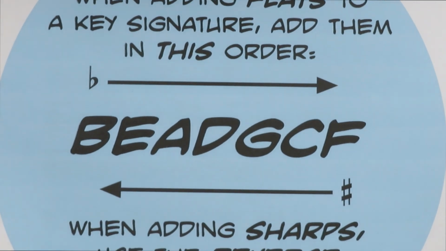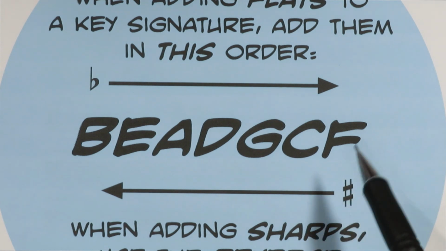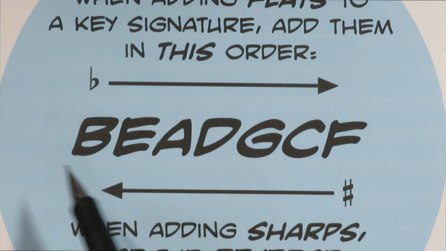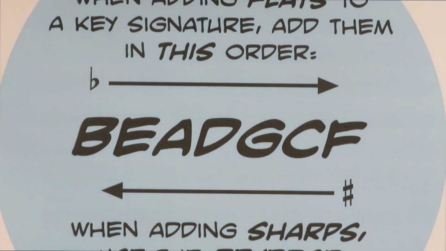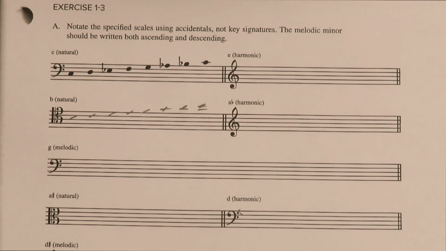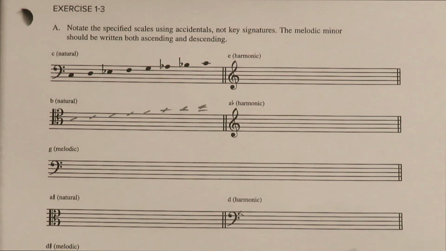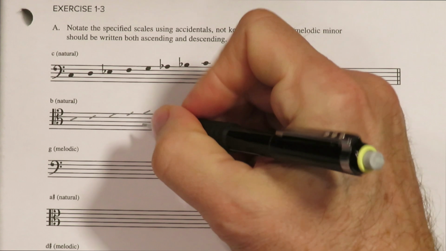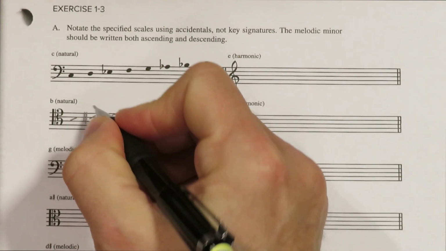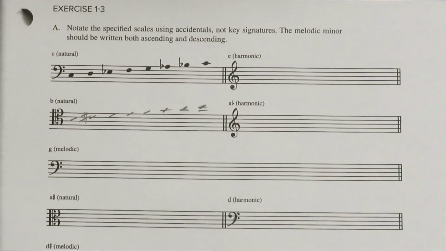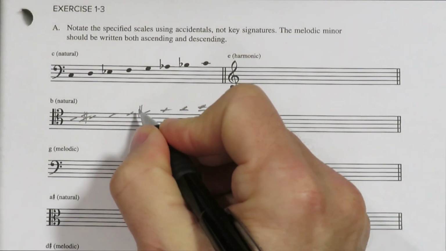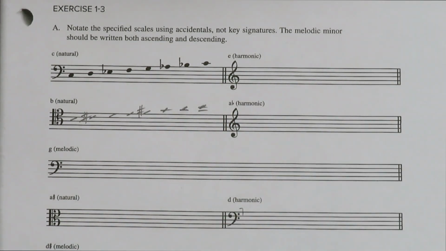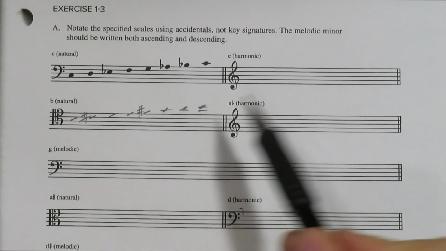Well, if we go to this handout, the order of sharps, F, C, G, D, A, E, B, we use the first 2 sharps, F and C. Okay, so here's our C, and here's our F, because everything is moved up 1. So there we go. B natural minor scale.